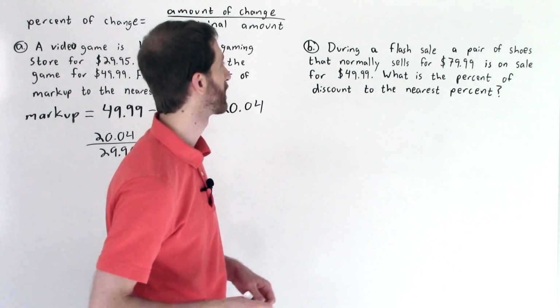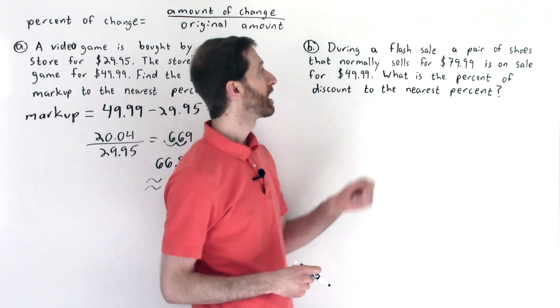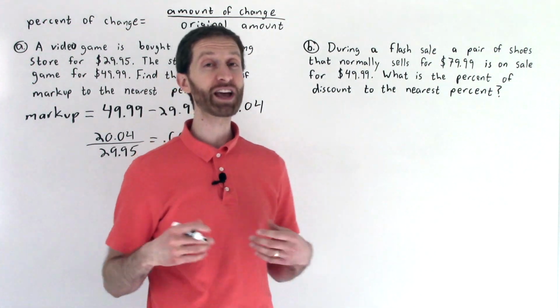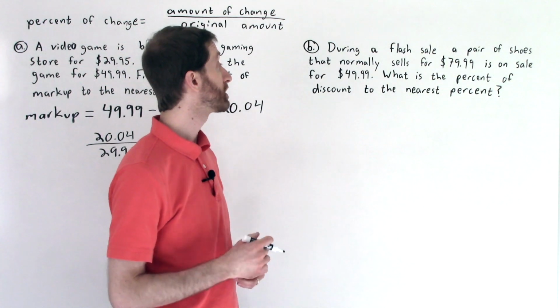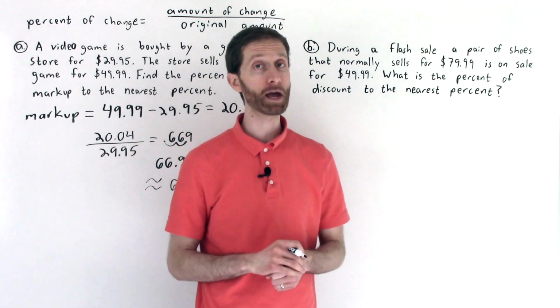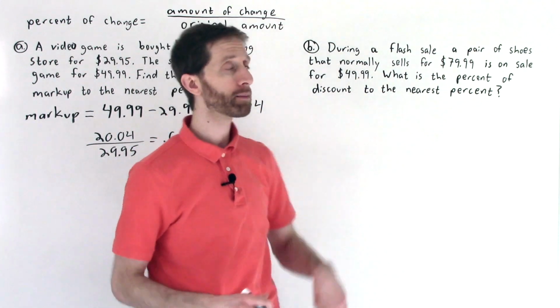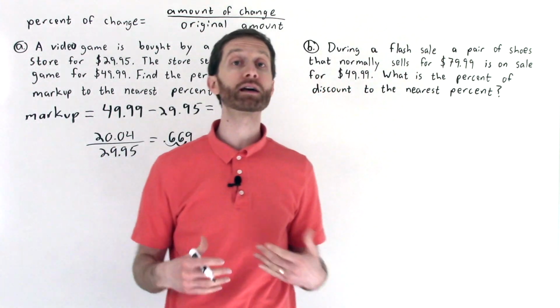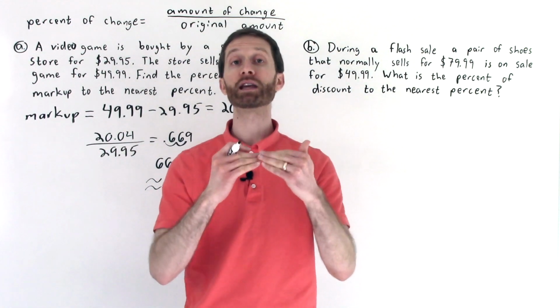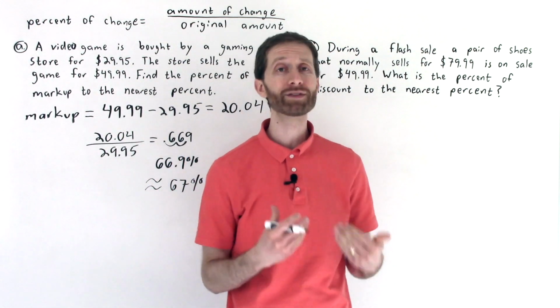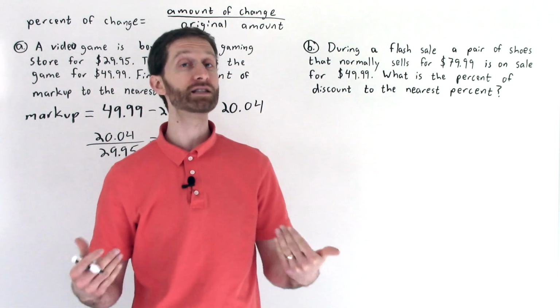All right, let's jump over to this problem. During the flash sale, a pair of shoes that normally sells for $79.99 is on sale for $49.99. What is the percent of discount to the nearest percent? The only difference between this problem and the one we just did is that now we're being asked for the percent of discount. Discount is money that is taken off of an original price, so this is the same thing as a percent decrease.